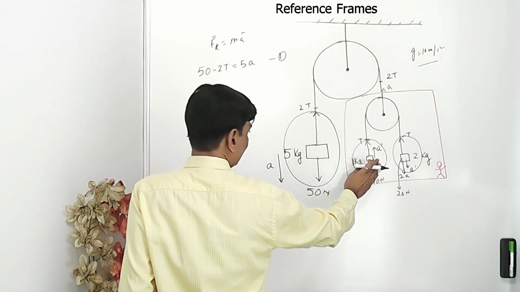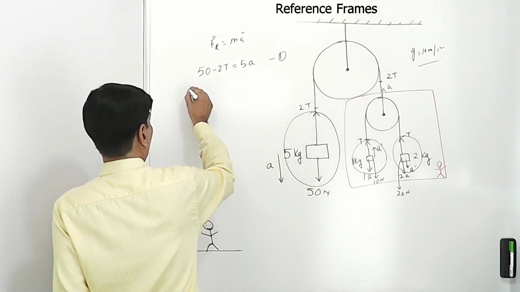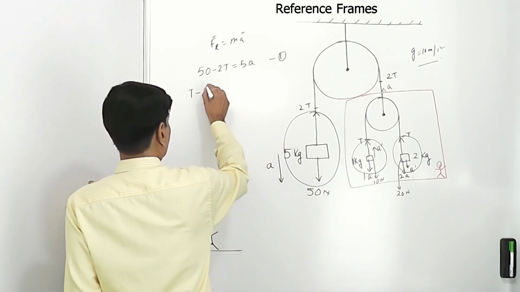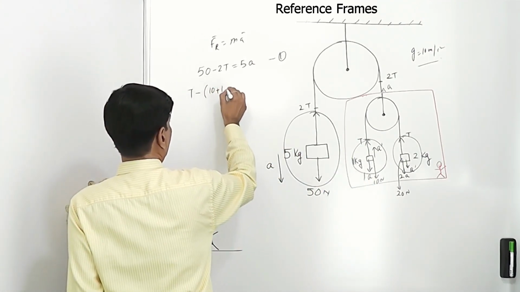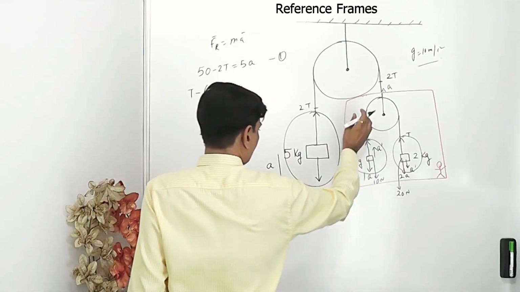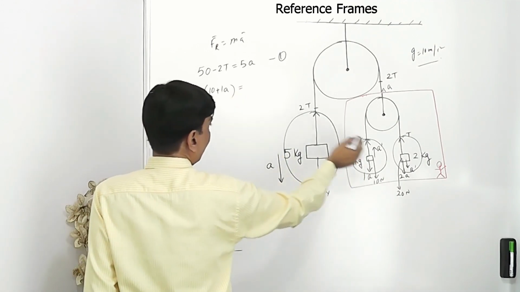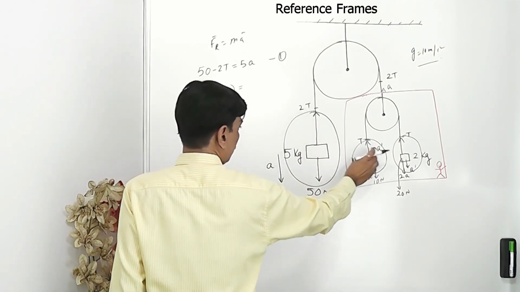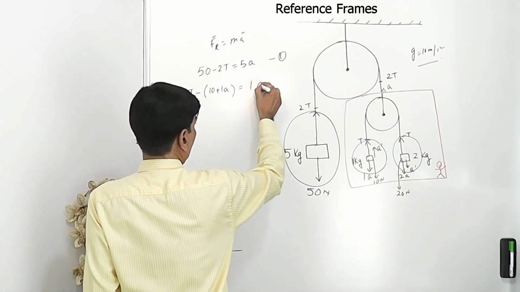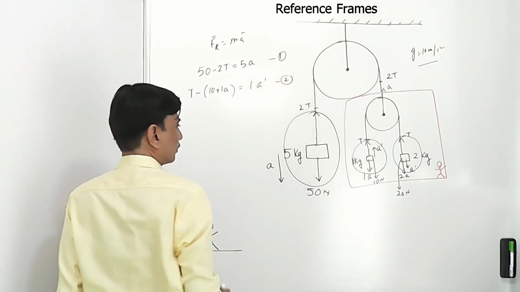He sees that this block goes up, so upward forces minus downward forces. Upward force is T, downward force is 10 Newton plus 1A, that is pseudo force, is equal to, he observes this going up with the acceleration A dash. A dash is the acceleration of these two blocks as seen by this person. So it is mass into acceleration. So this is equation number 2.